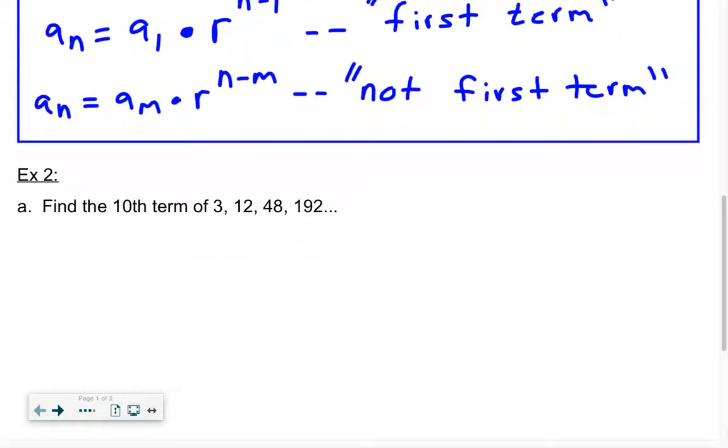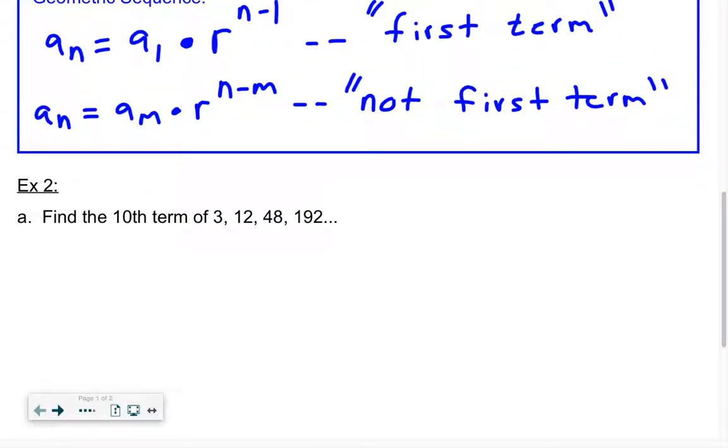They want us to find the 10th term of 3, 12, 48, 192. Do we know what our common ratio is? Because with lesson 97, we're going to ask the same question that we asked in lesson 92. Instead of asking, can we find the common difference, now can we establish what the common ratio is? What is it? It's 4. Very good. So we don't have to do that first step where we have to solve for it. We know it. That's good.